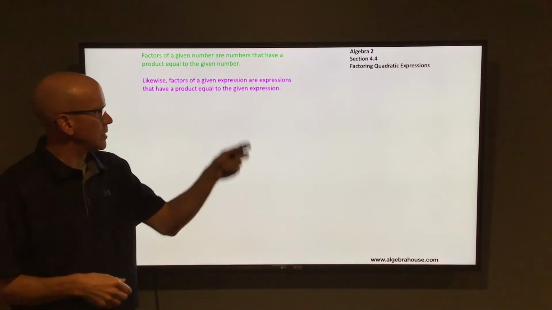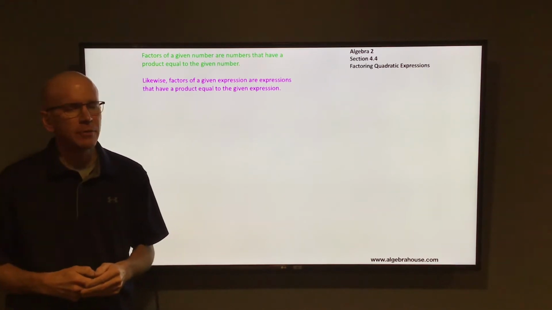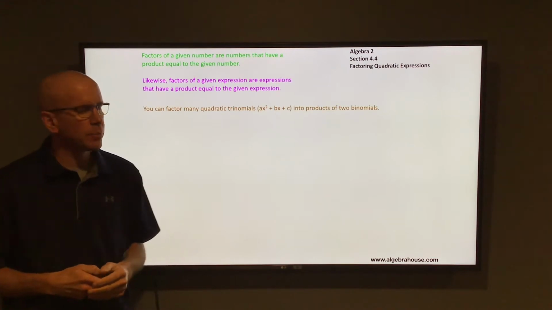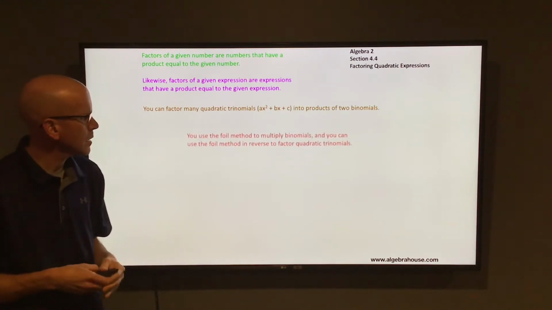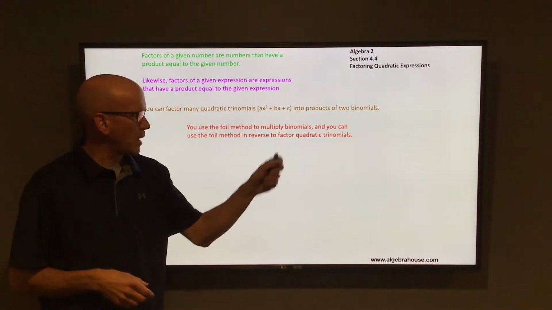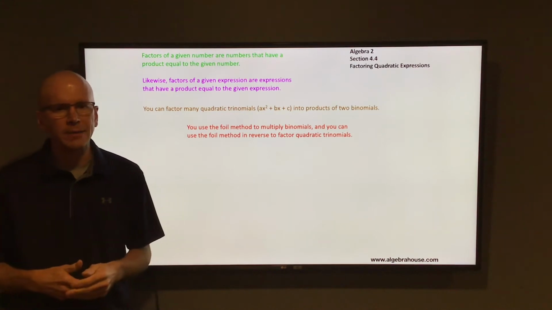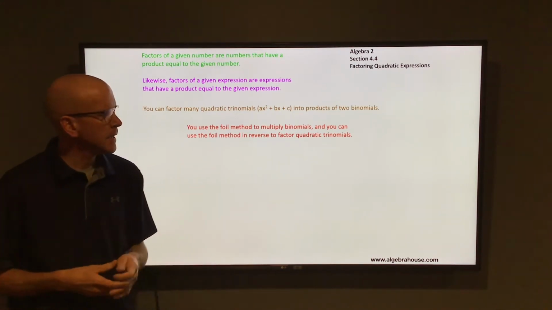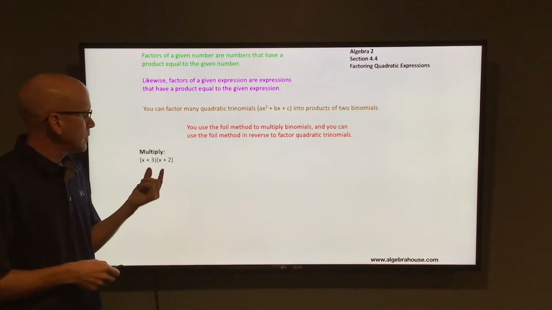Likewise, factors of a given expression are expressions that have a product equal to that given expression. You can factor many quadratic trinomials in the form of ax squared plus bx plus c into the product of two binomials. You use the FOIL method to multiply binomials, and you can use the FOIL method in reverse to factor quadratic trinomials. So the word quadratic means the highest exponent is 2, and the word trinomial means there are 3 terms involved. A little review of the FOIL method.